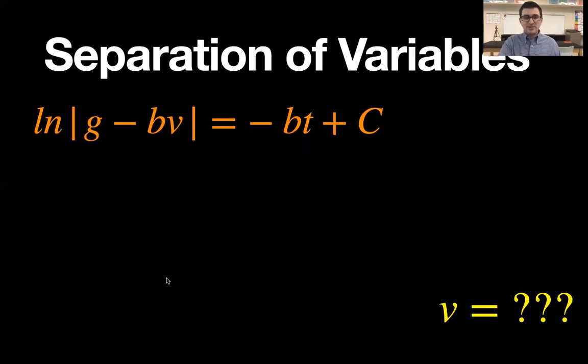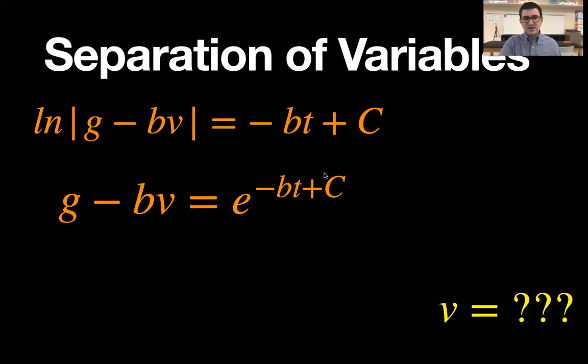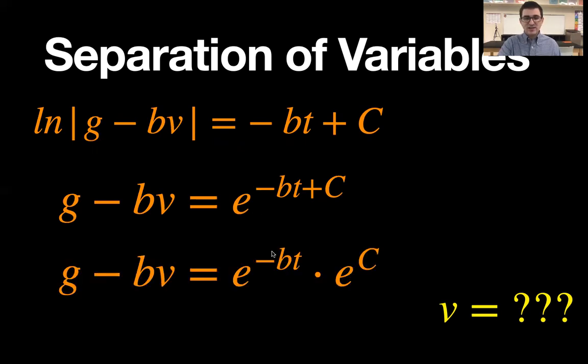So then to clean it up even further, I can do e to both of the sides. So e to the natural log of this just cleans up to be g minus bv. And then over here, I get e to the negative bt plus c. Again, just cleaning up, cleaning up, cleaning up. If I remember my exponent rules, I can rewrite this as g minus bv equals e to the negative bt times e to the c. That's just one of the rules.